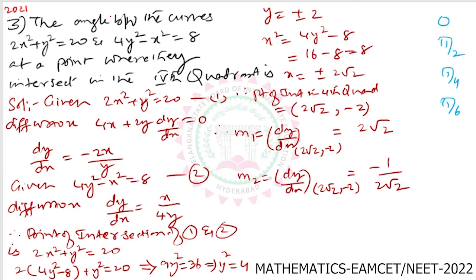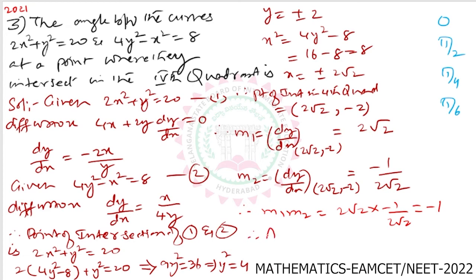Therefore, if I see the values of m1 and m2, they are inverse to each other. So directly I can point out that the curves are perpendicular to each other. If I find the value of m1 m2, see what happened? m1 m2 is equal to 2√2 into −1/(2√2). So I am getting −1. So it shows that the angle between them is 90 degrees.